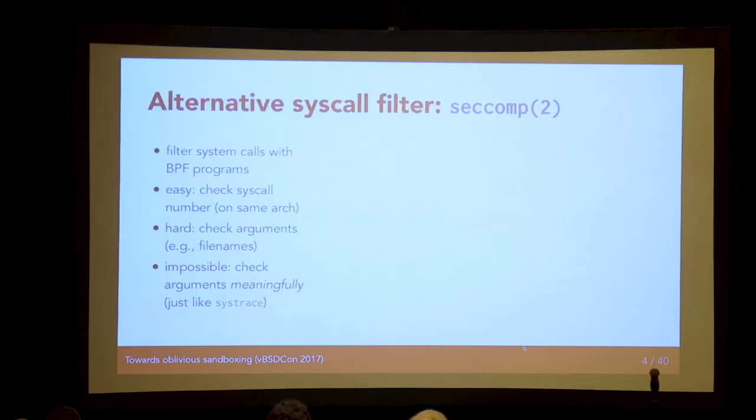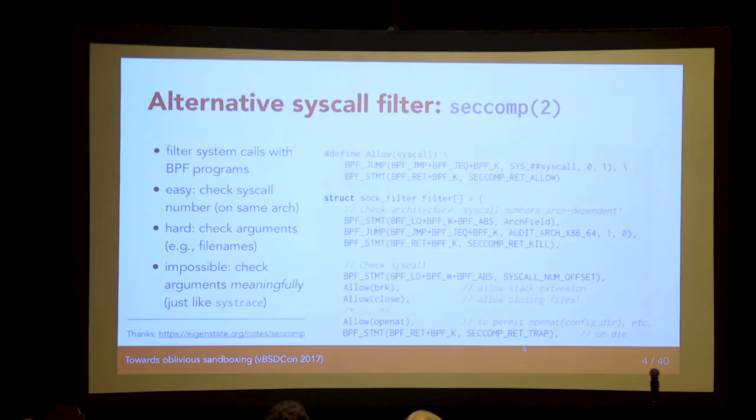People introduced systrace and said, it's a great new security feature. Shame about the fact that it didn't work. Okay, fine, now it's a debugging feature and now it's being removed. I think it's even been removed from OpenBSD. But in just the same way, SecComp is not able to meaningfully provide checks against argument values. And this is what this kind of looks like.